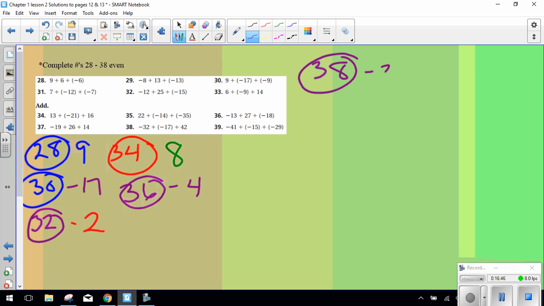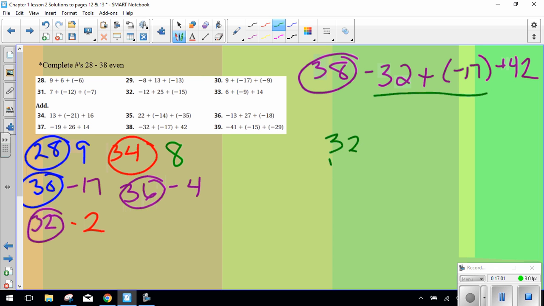38, we have negative 32 plus negative 17 plus 42. Okay, this is kind of nice because my two negatives are right next to each other. So I'm just going to add those up. I'm going to take 32 and 17 and add them up. 7 and 2 is 9. 3 plus 1 is 4. So I'm going to add and keep the sign since they're both negatives.